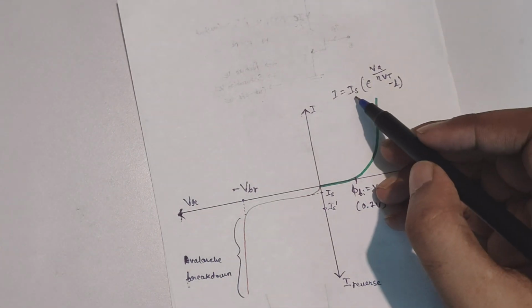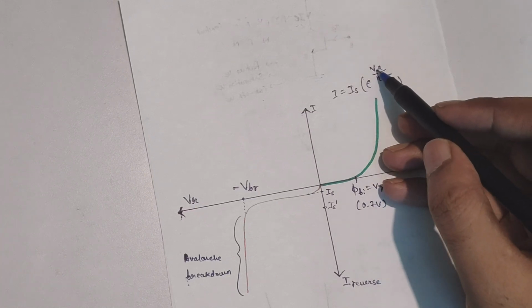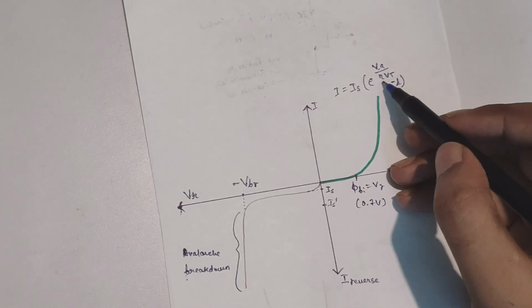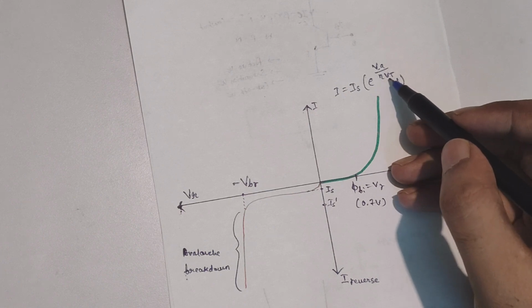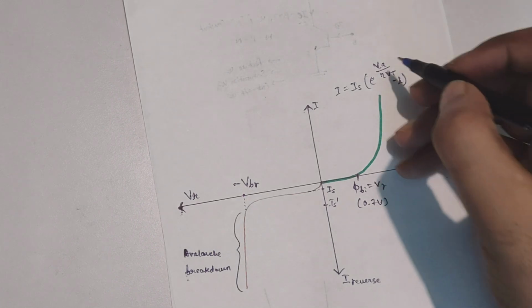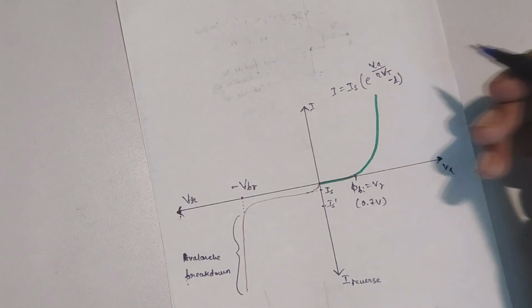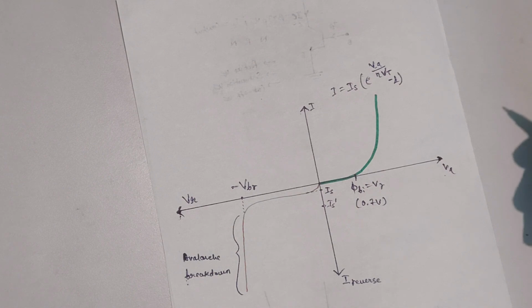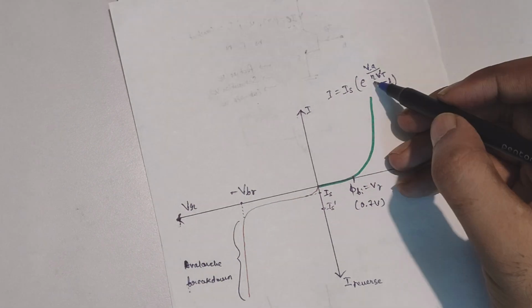So here we can see that this is the reverse saturation current, this is the forward applied voltage, this is the ideality factor of the diode, this is the threshold, and this is the thermal voltage at the particular temperature. Usually the thermal voltage is 25 to 26 millivolts. The ideality factor is 2 for silicon and 1 for germanium.